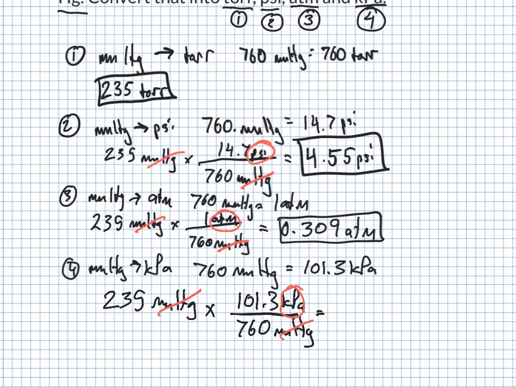And when I do my multiplication, 235 times 101.3 divided by 760, I had 3 sig figs in the original number, so to 3 sig figs it would be 31.3 kilopascals. Okay, so those are straightforward problems, and you might be asked to do a conversion like that as part of a larger gas law problem like you'll see in sections 8.2 and 8.3. But I did want to cover a kind of weird kind of problem that you saw in this section.